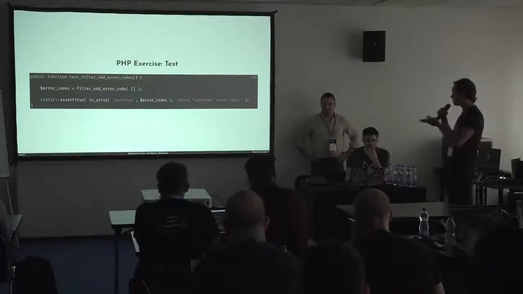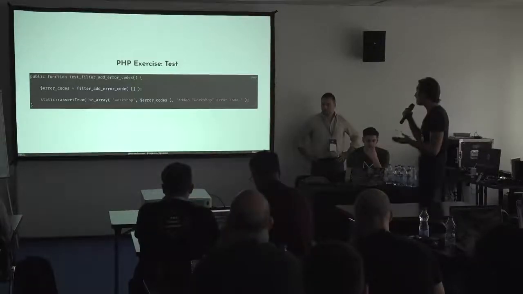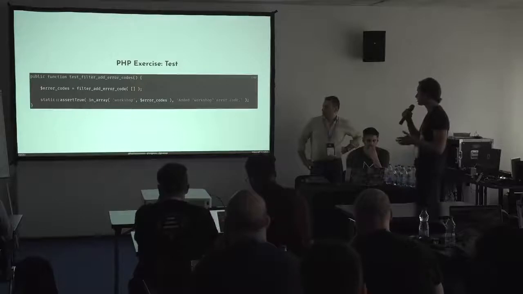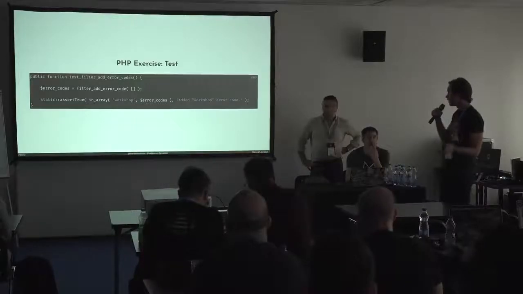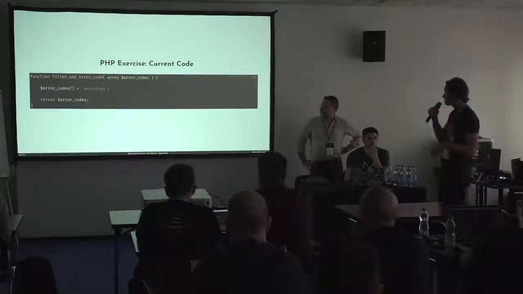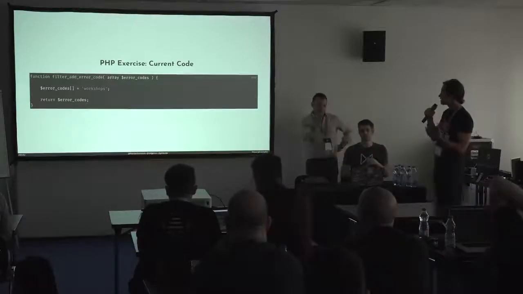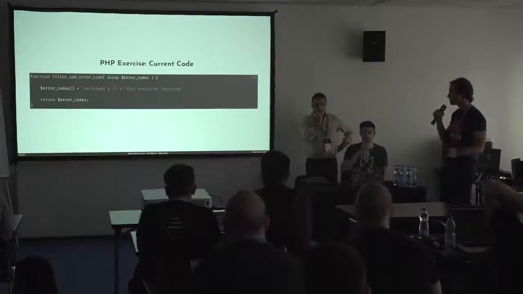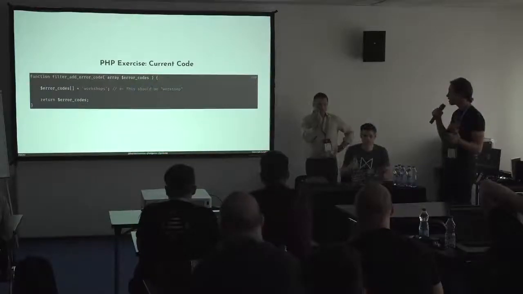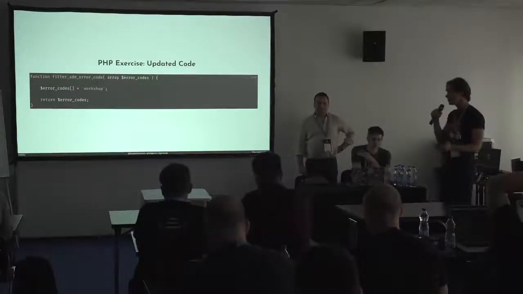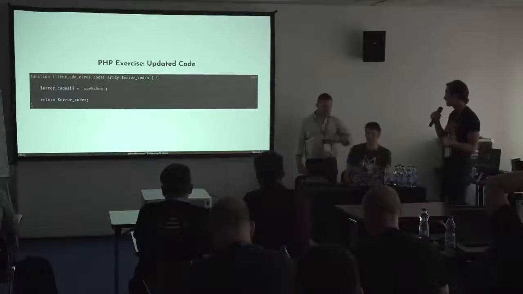So the first step is we have an empty array that we pass to our filter. And what we're saying is that we want to assert that in the array, there is the workshop error code after. So what we did, okay, so that's the current code, yeah, okay. And so this is our error code right now. And you might notice that we added a typo. It shouldn't have been workshops, it should have been workshop. And if you remove the S, you'll see that now one of your tests is passing again.